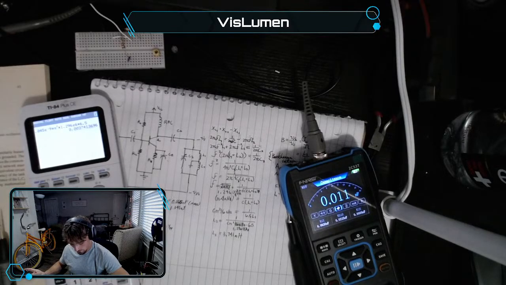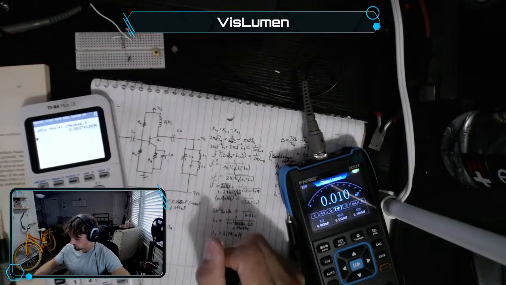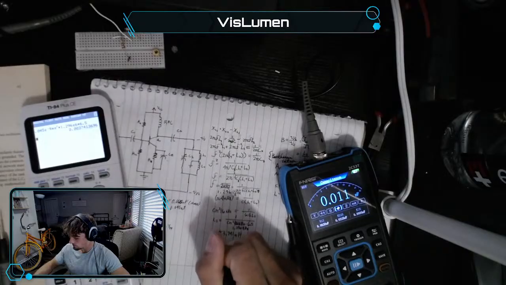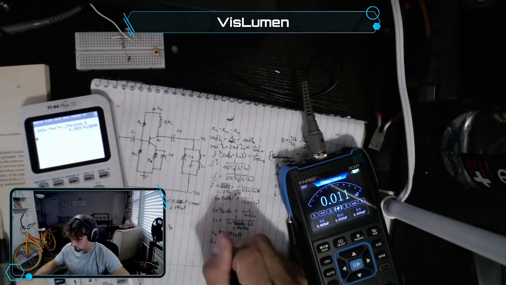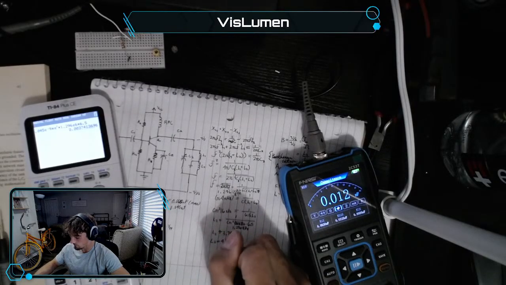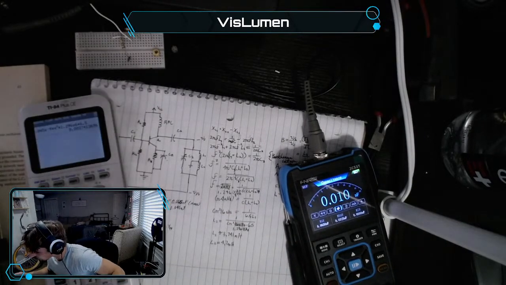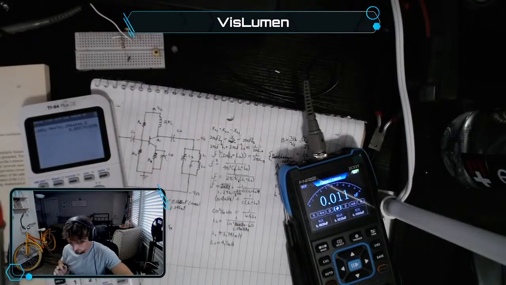4.7. 2.2 is further away than 4.7. Okay, we'll do that. So we'll make him an approximately, we'll make him an exactly 4.7. I guess it's still not even exact until I measure it, if I did have an inductance meter, but I don't. Okay.